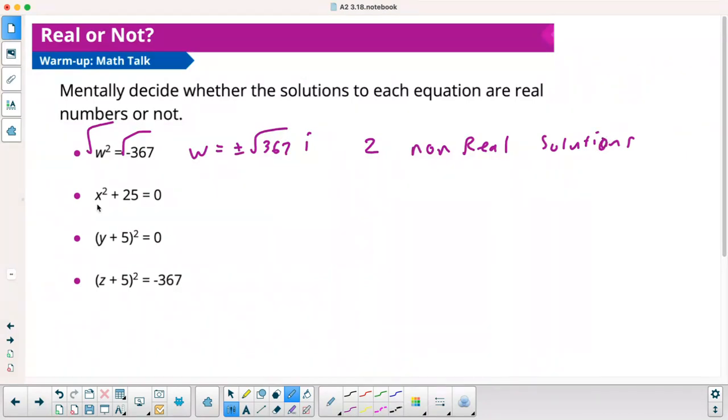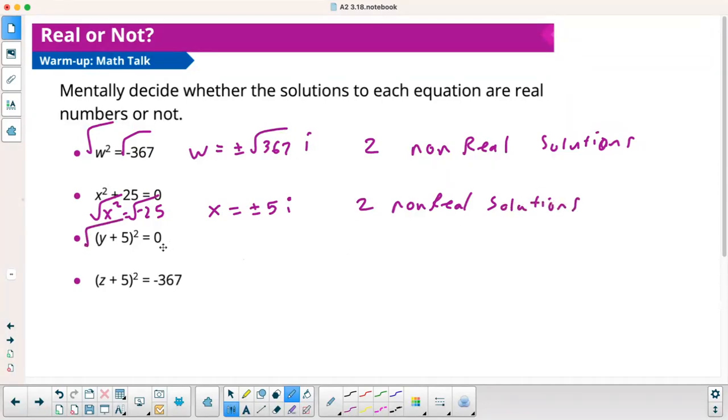Okay. This here, you got to move the 25 over to the right. So I subtract 25 from both sides, square root. We're going to get x equals plus or minus square root of 25 is 5, and then the negative becomes i. So again, same thing, two non-real solutions, okay?